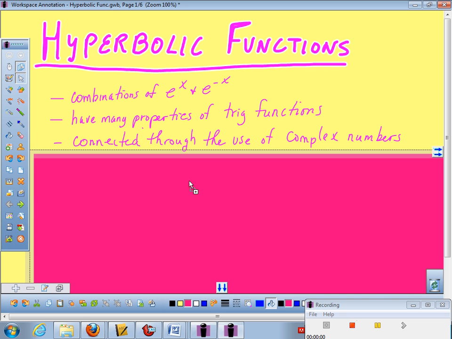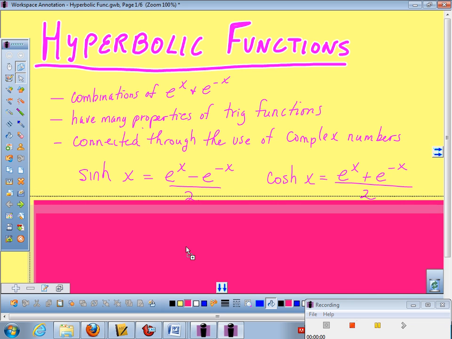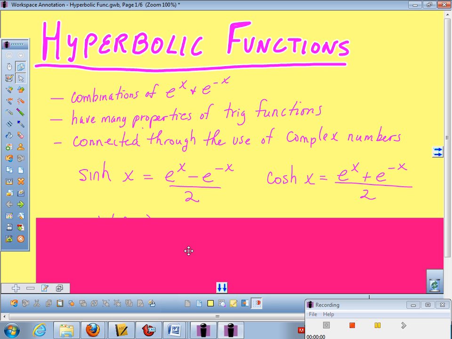If you actually define hyperbolic sine and hyperbolic cosine, hyperbolic sine is e to the x minus e to the negative x over 2. Hyperbolic cosine is e to the x plus e to the negative x over 2. The other 4 trig functions also have different definitions, but we're not going to go into that much detail as you don't use those that frequently.